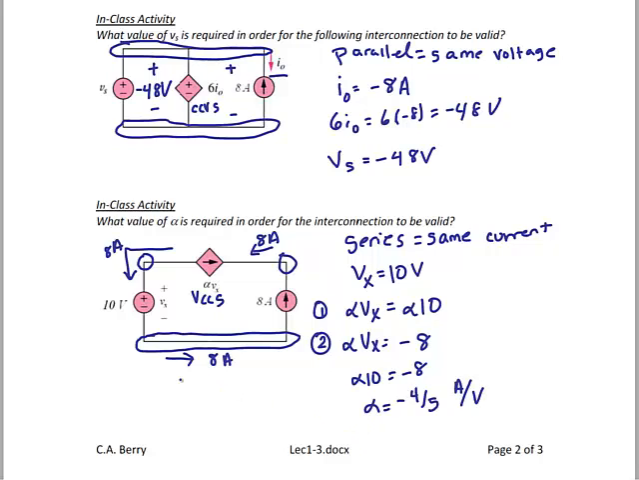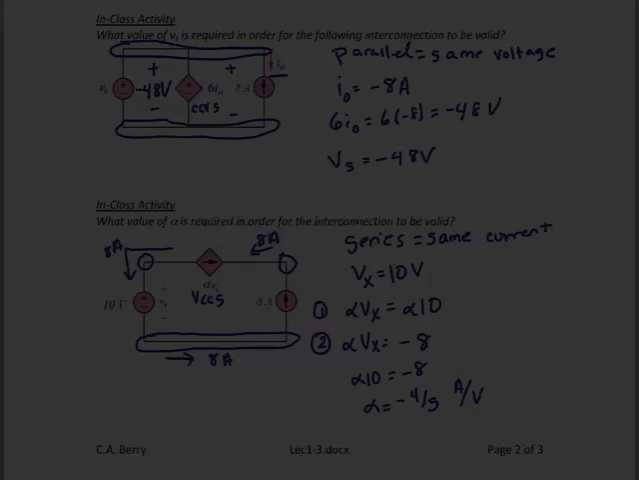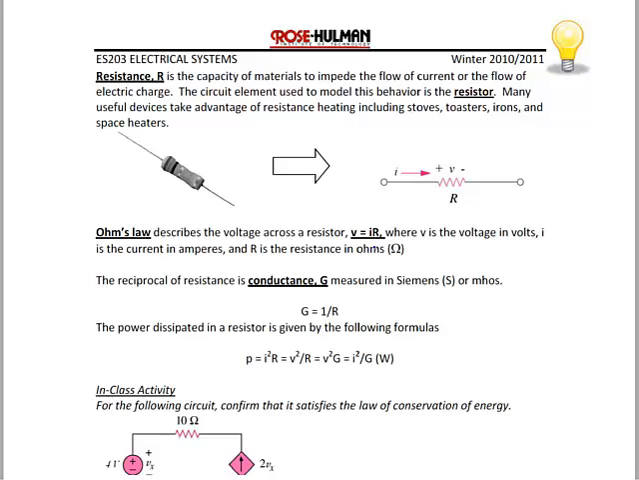This concludes our demonstration of showing how dependent sources work as well as determining valid connections between circuit elements. So now let's talk about resistance. Resistance is the capacity of a material to impede the flow of current or the flow of electric charge. The circuit element used to model this behavior is the resistor.